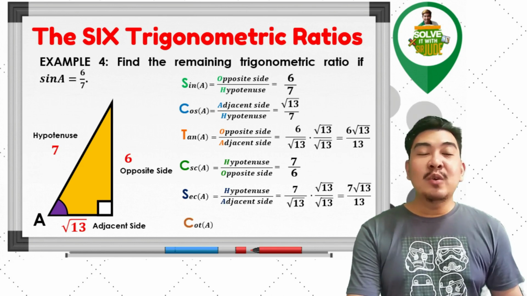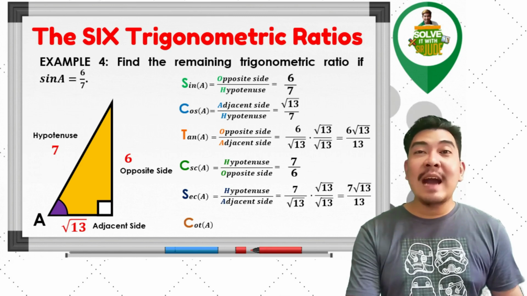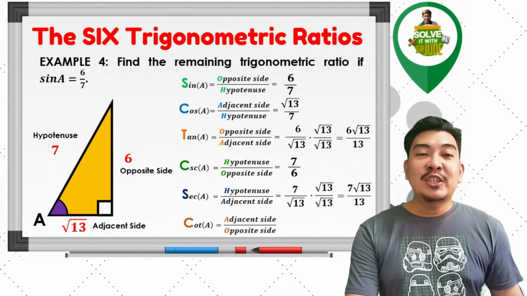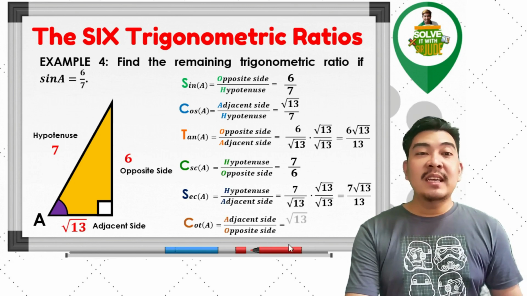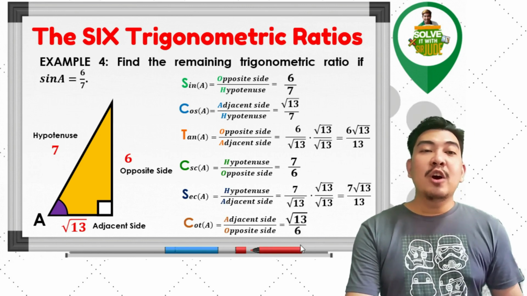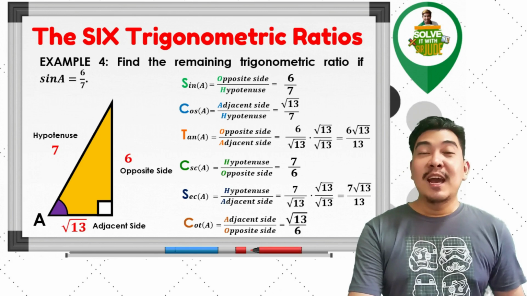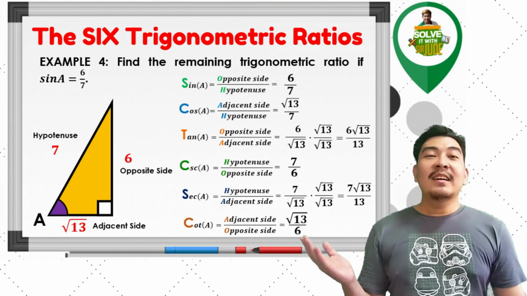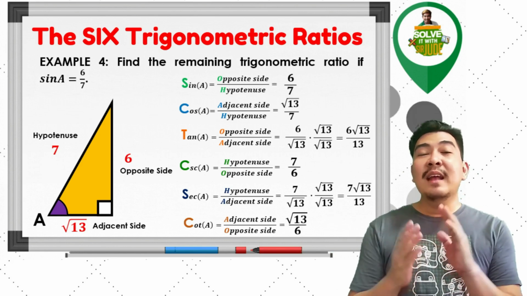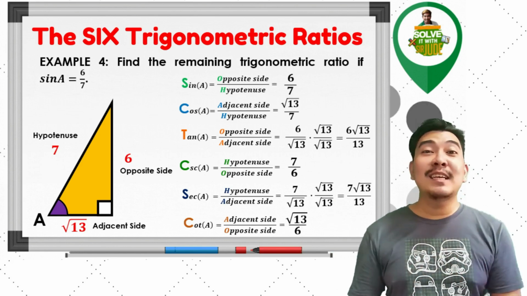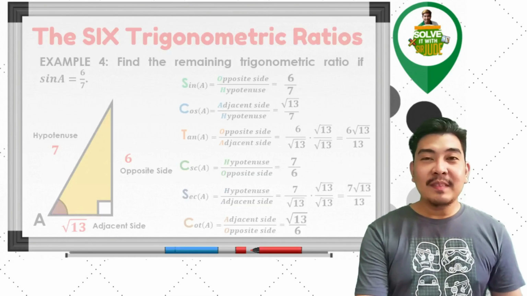And then the last ratio will be the cotangent, or COW. That will now be the adjacent side over the opposite side. So the adjacent side is square root of 13 over the opposite side, which is 6. So we are now done getting the remaining trigonometric ratios if the given ratio of sine A is 6 over 7.